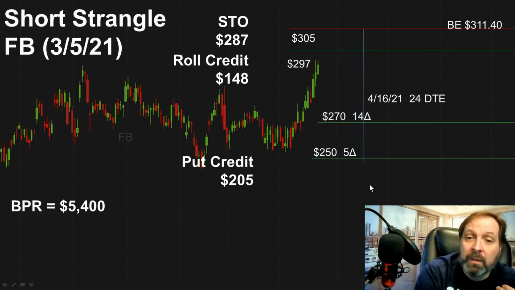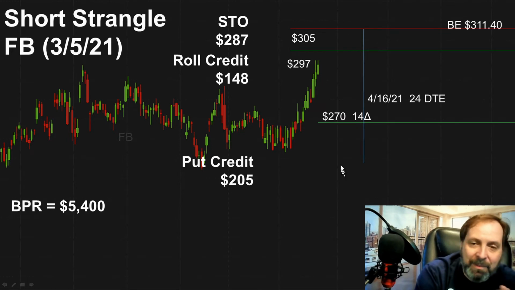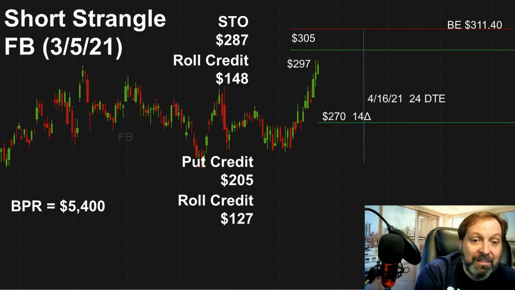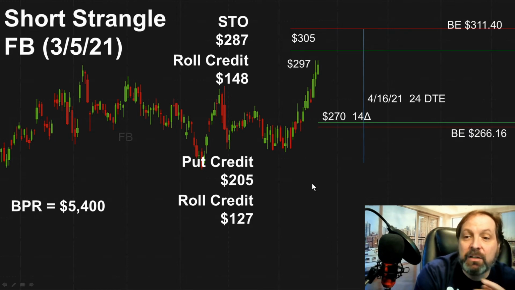So what I'm going to do here is roll it up to a 270, which is a 14 delta. And I have 2 of them, so that's 28. So I'll have 28 on the bottom and maybe 45 on the top. It's approaching neutral. So this is a better position. I collect a credit of, let's see, 127. That makes my new break even on the bottom 266, and my new break even on the top is 312.